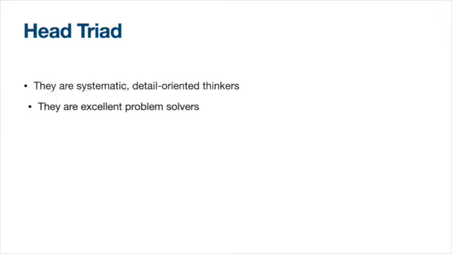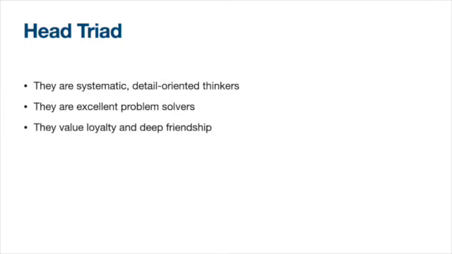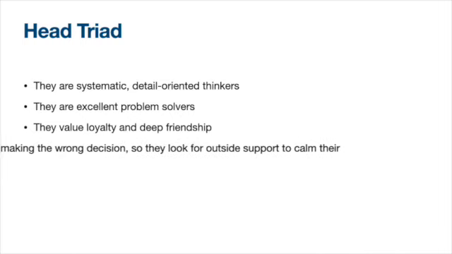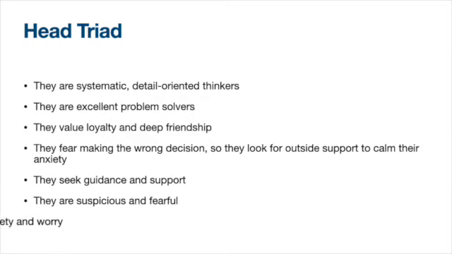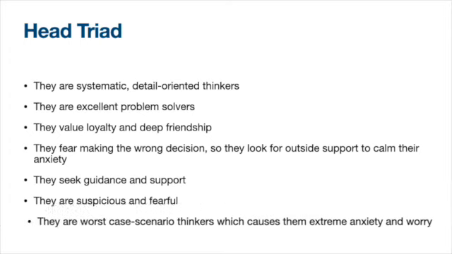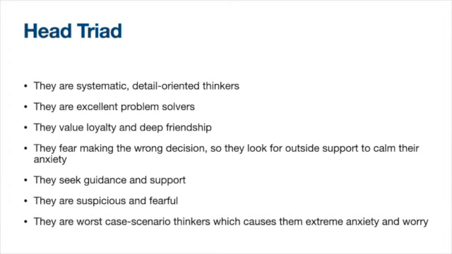Sixes are a part of the head triad. They are systematic, detail-oriented thinkers. They are excellent problem solvers. They value loyalty and deep friendship. They fear making the wrong decision, so they look for outside support to calm their anxiety. They seek guidance and support. They are suspicious and fearful. They are worst-case scenario thinkers, which causes them extreme anxiety and worry. Sixes are courageous and orderly when fulfilling their purpose.